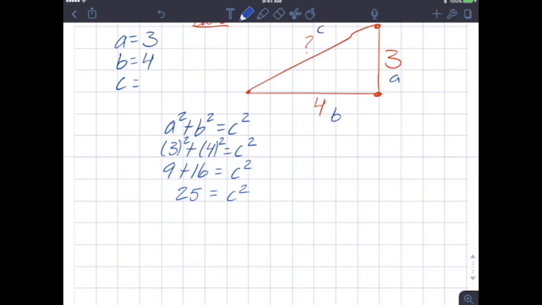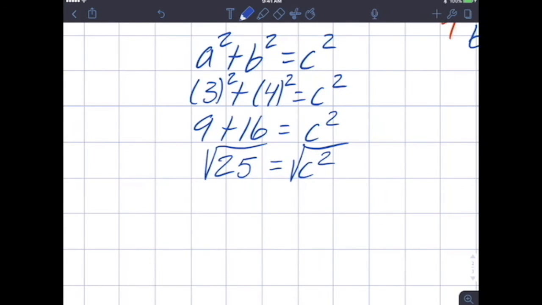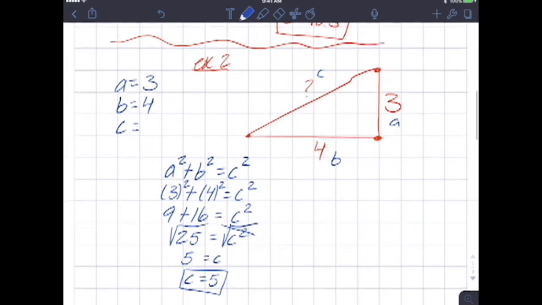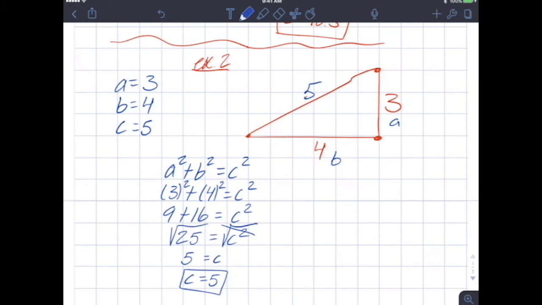And just like before, we're going to take the square root of both sides. Square root, square root. And remember what I told you? That these will cancel. So what's the square root of 25? If you don't know what that means, what number times itself will give us 25? And that's 5. So square root of 25 is 5 equals C. And I like to write it the other way. C equals 5. Nice number. I'll just put it there. So now we know the value of the hypotenuse. We know it's 5. Okay?